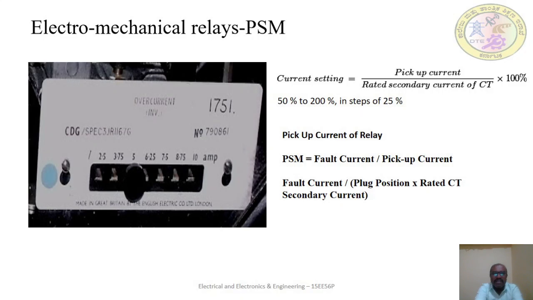For example, suppose you want an overcurrent relay to operate when the system current just crosses 125% of rated current. If the relay is rated 1 amp, the normal pickup current will be 1 amp, so the secondary of the CT should be 1.25 amps. The current setting of an overcurrent relay generally ranges from 50% to 200% in steps of 25%, and for earth fault 10% to 70% in steps of 10%.